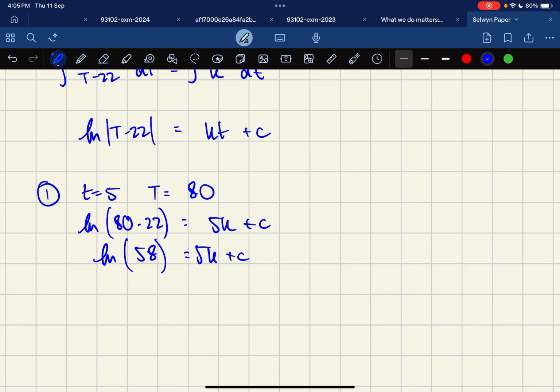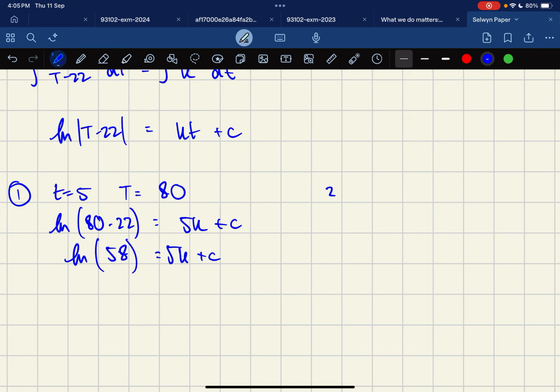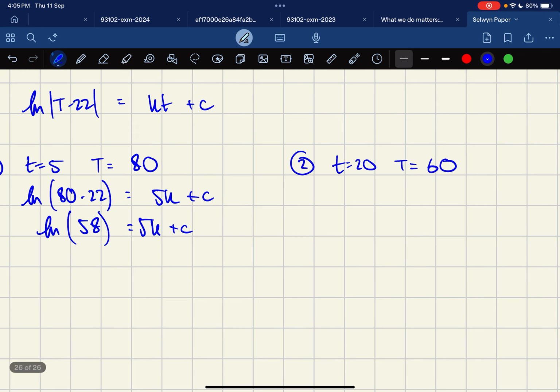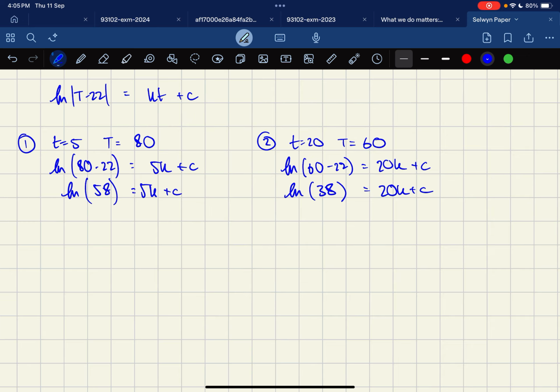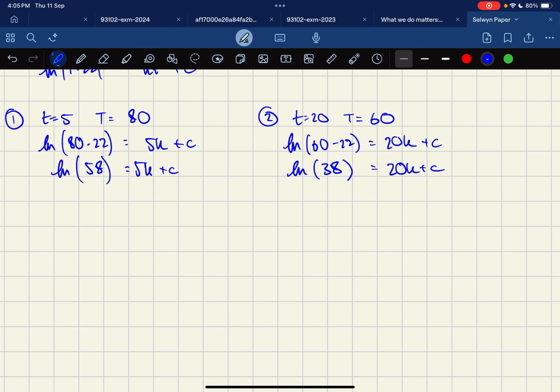So we've got two unknowns there, and we need to use our second point. When t is equal to 20, the temperature is equal to 60 degrees. So ln of 60 minus 22 equals 20k plus c, which is ln of 38 equals 20k plus c. With this information, we can solve for k. You have two equations: 5k plus c equals ln of 58, and 20k plus c equals ln of 38.